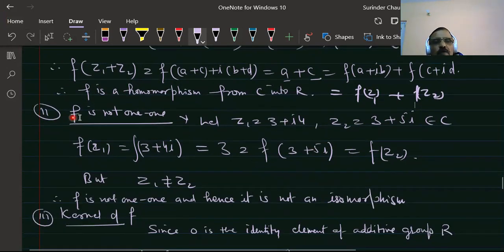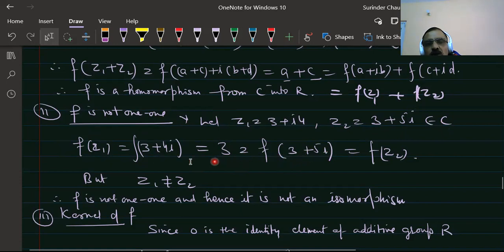Now I will show f is not one-one. It means we check whether it is one-one or not. So let's say z1 is equal to 3 plus 4 iota, and z2 is 3 plus 5 iota. Both are complex numbers. So f of z1 is equal to f of 3 plus 4 iota, which is 3, and this is equal to f of 3 plus 5 iota.